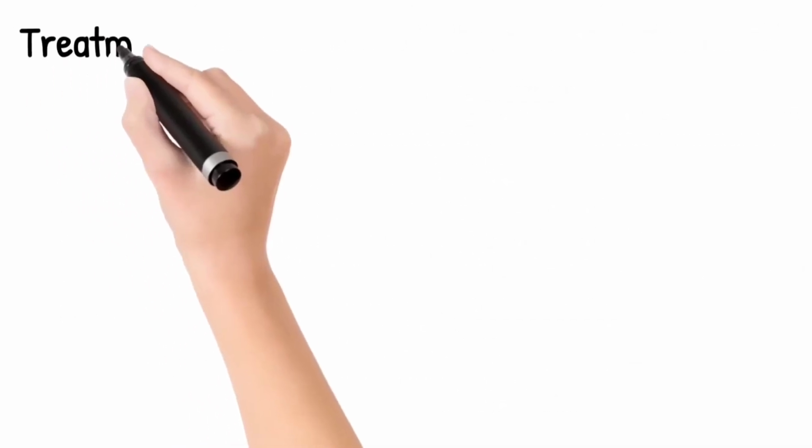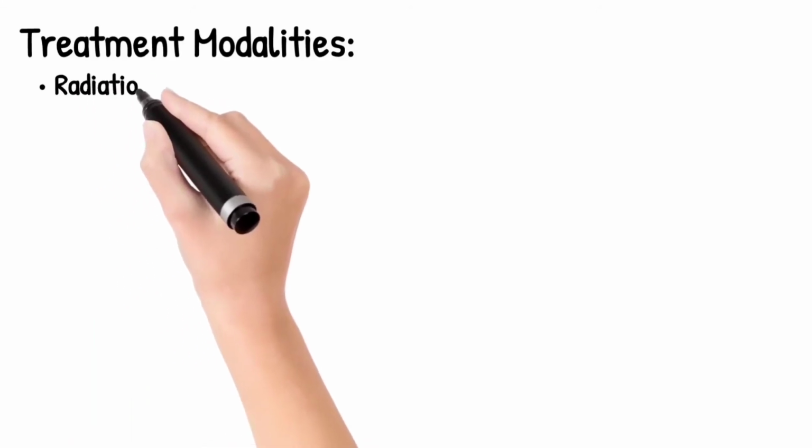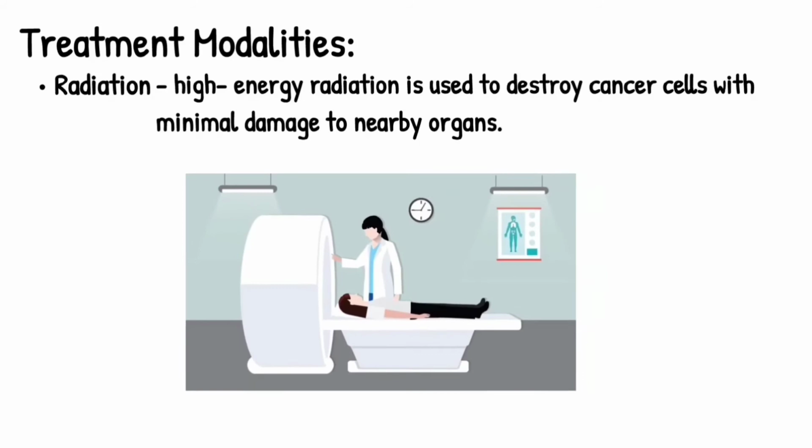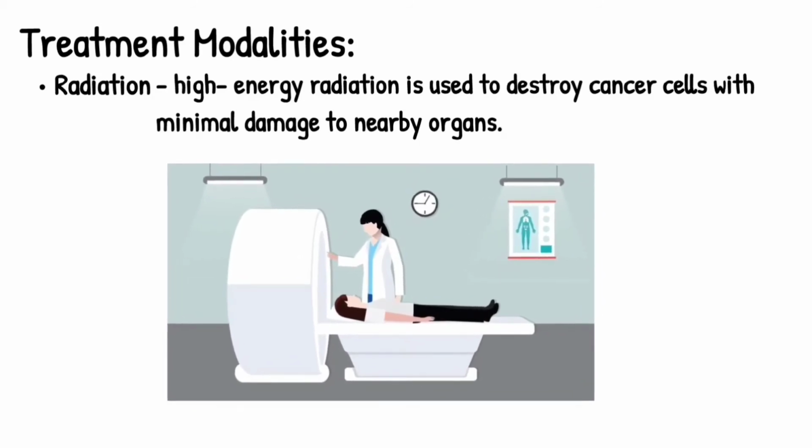So let's start with the radiation, which belongs to the treatment modalities. A high energy radiation is used to destroy cancer cells with minimal damage to nearby organs. Radiation is rarely used for urothelial tumors since the area to be treated is so small and hard to target. Your doctor will only use radiation if he or she can avoid damaging nearby tissue.